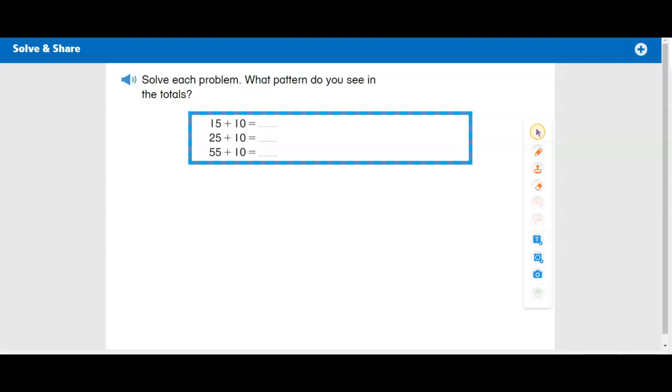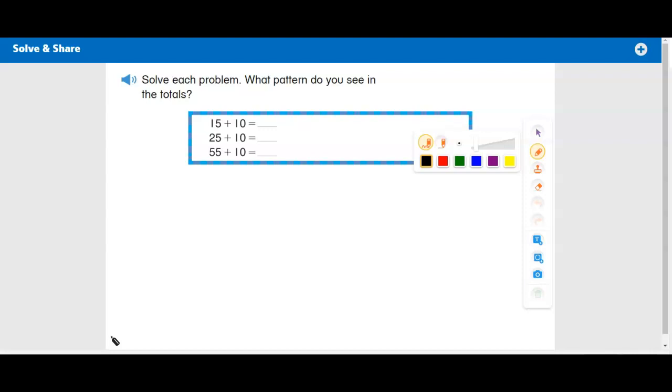Our solve and share begins on page 405. Our solve and share says solve each problem. What pattern do you see in the totals? Let's begin with solving our first problem, 15 plus 10. If you have your number chart with you, it will be very helpful during this time.